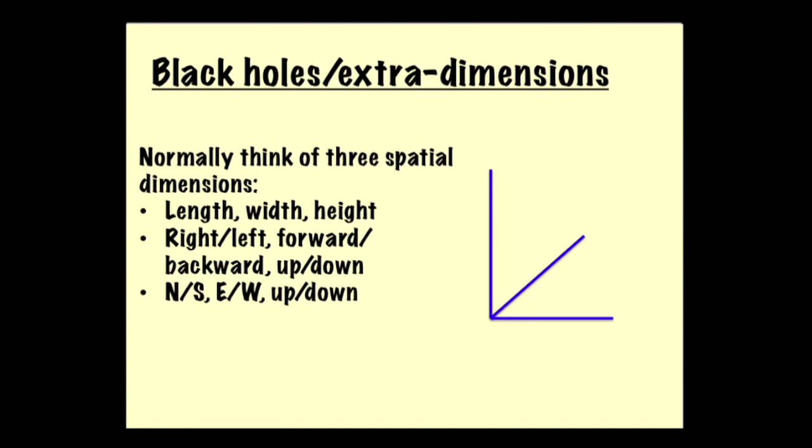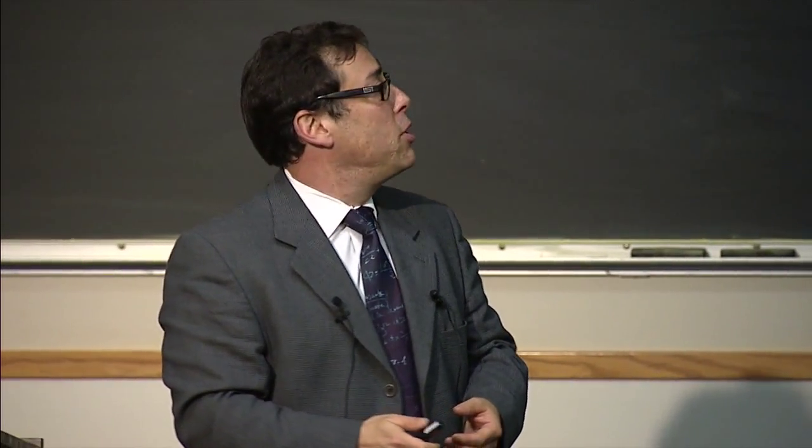What about black holes or extra dimensions? So normally we think of three dimensions of space. Things can have a length, a width, and a height. Right? You can go forward, you can go right and left, or forward or backwards, or up and down. Or you can go north and south, or east and west, or up and down. Those are all ways of saying that there are three dimensions of space.